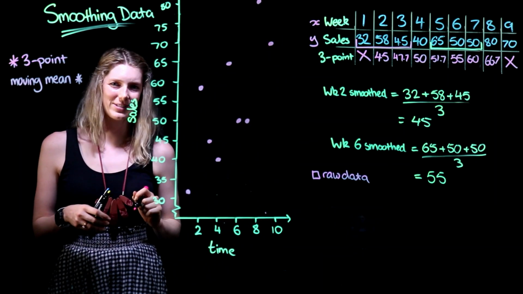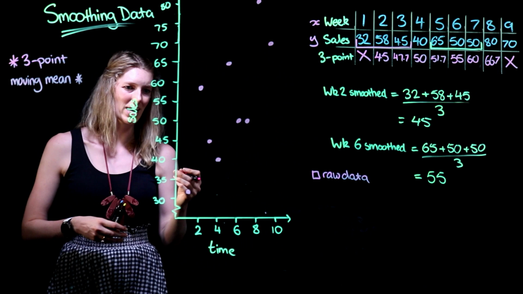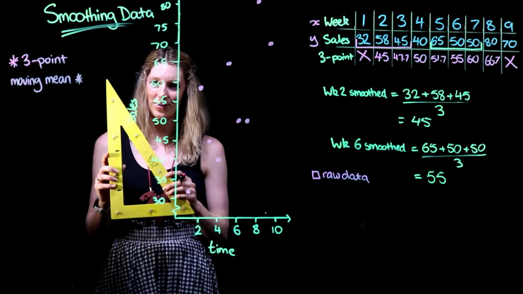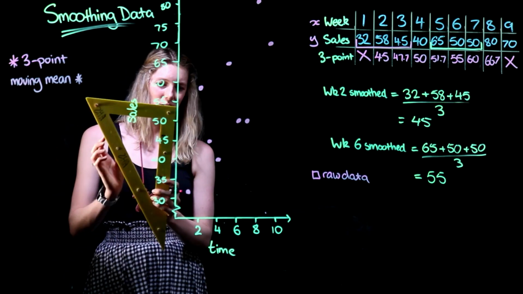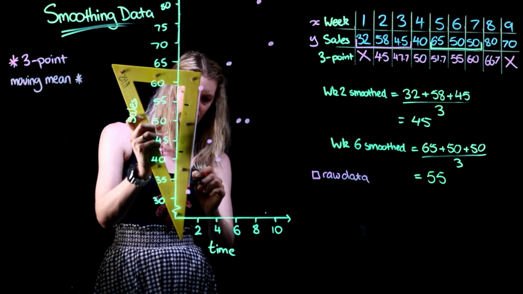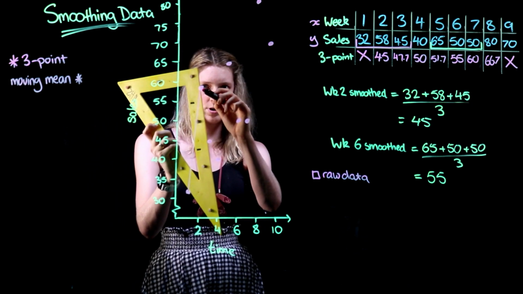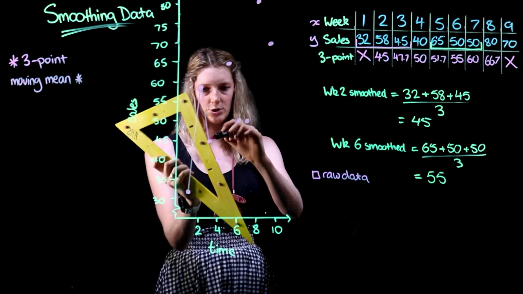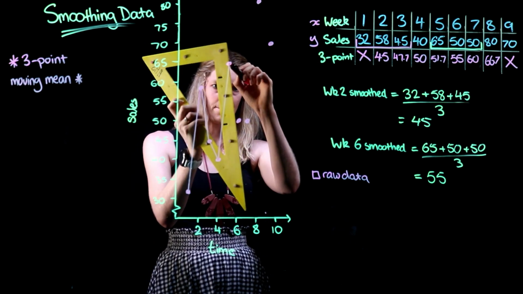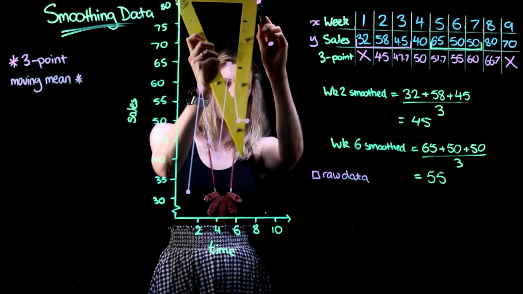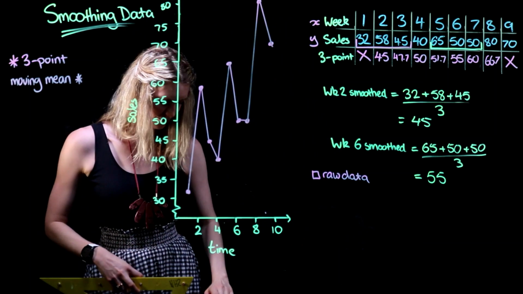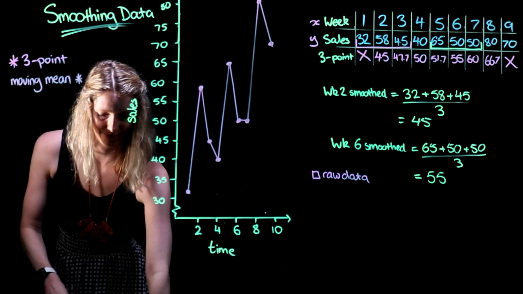So once we have those data points completed, we are going to be connecting them with a straight line. So going ahead and joining all of those points with a straight line, remembering to join them from left to right. Okay, and there is our raw plotted data.